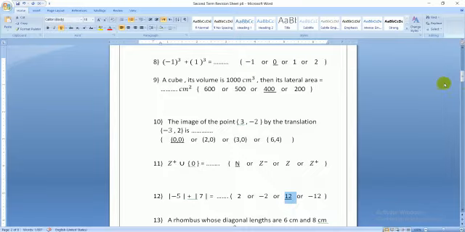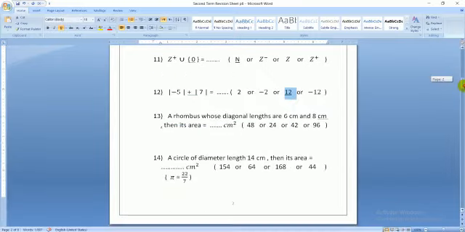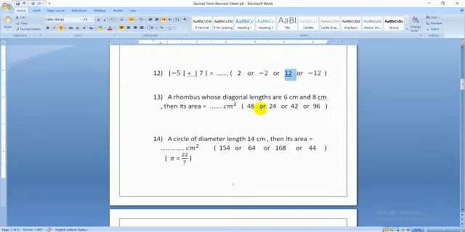Number 13. A rhombus whose diagonal lengths are 6 centimeters and 8 centimeters. Then its area equals what? The rule of area of rhombus equals half times diagonal 1 times diagonal 2. Half times 6 times 8: half times 6 equals 3, 3 times 8 equals 24. So the answer will be 24.